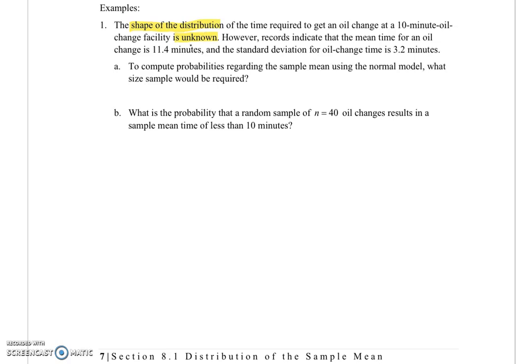Well, this is a perfect example of the central limit theorem. The shape of the distribution is unknown, but that doesn't matter to us because the central limit theorem says as long as the sample size is greater than or equal to 30, then the sampling distribution is approximately normal.